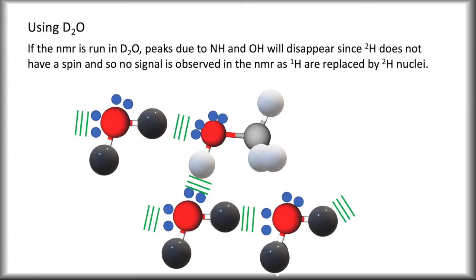So how can we see them? Well, we can run the NMR in D2O, and here I've shown the deuterium nuclei as the black spheres and the normal hydrogen-1 nuclei as white spheres. So you can see I've got methanol there, and the oxygen in methanol is bonded to a typical hydrogen-1 nucleus. But I've also got 3 molecules of D2O there. And the green lines represent the hydrogen bonds.